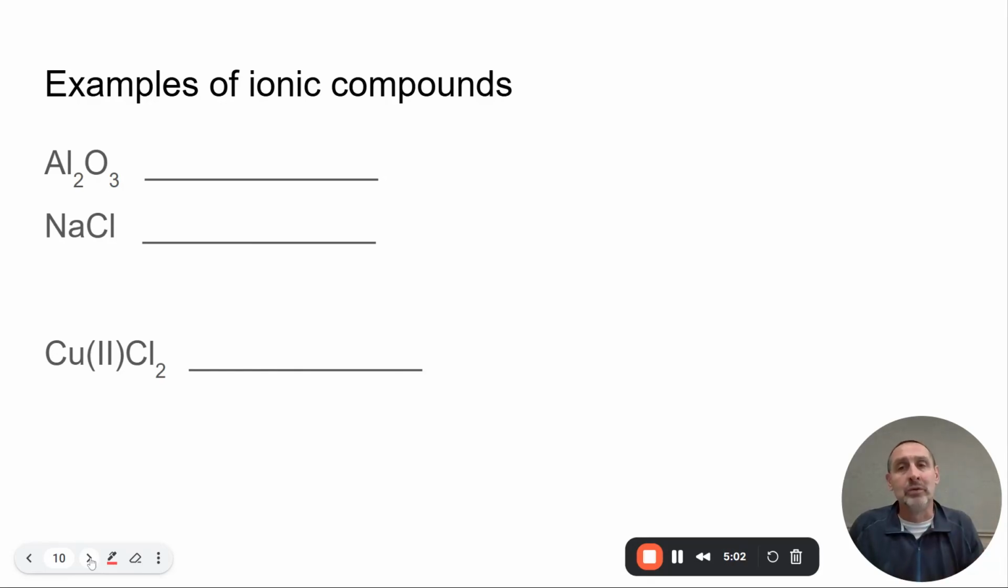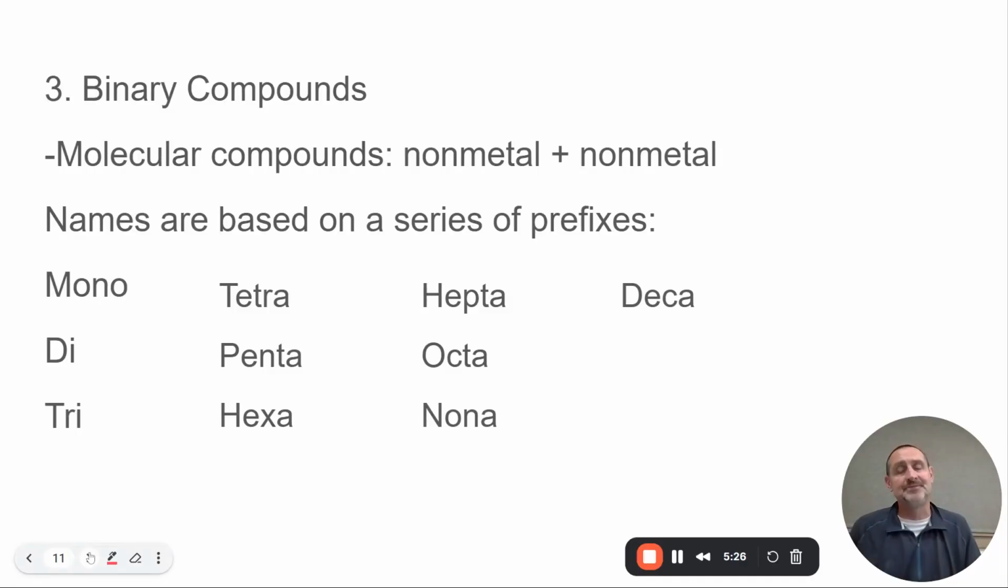So for example, aluminum oxide, sodium chloride, copper II chloride. Now, how do I know that this is a copper II? Well, the way I can tell is I can reverse my crisscross method. So I know that's a copper with a 2 charge, so I can use the Roman numeral II for that.